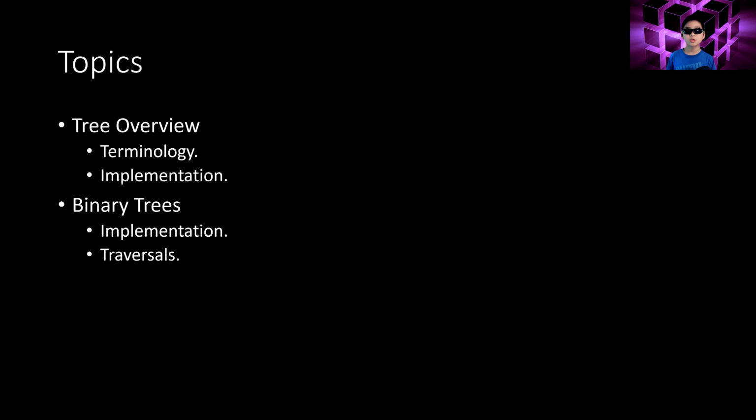In data structures, we use recursion to describe and implement trees. So today, we're going to first introduce trees and their terminologies. Then we will focus on a special type of tree where each node can have at most 2 children, which is called a binary tree. We will briefly talk about the implementation of binary trees. Then we will discuss several ways to traverse binary trees. Let's get started.